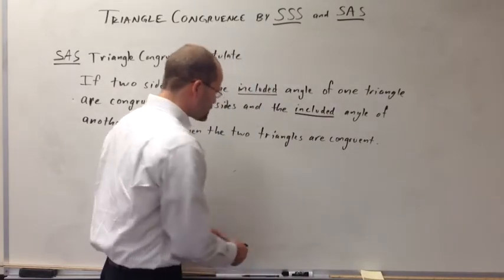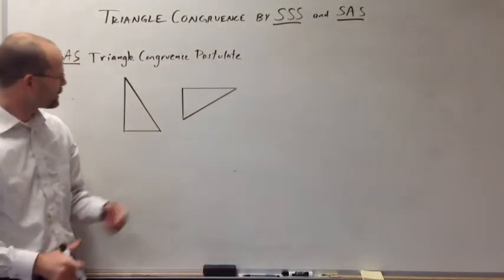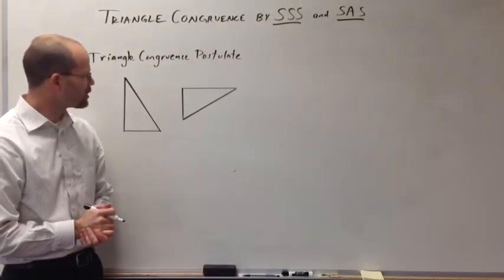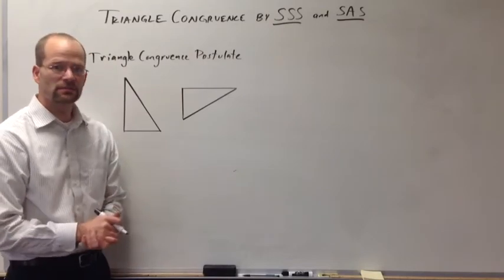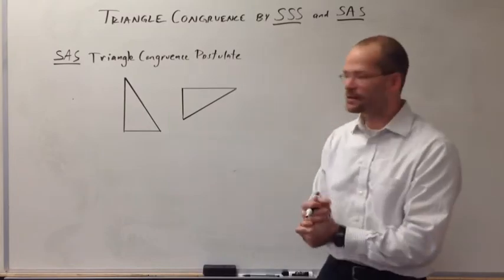All right, let's look at a couple examples of how this works in practice. Let's just look at this before we go any further. That's the question: are these two triangles congruent? The answer here is I don't have a clue, because I don't know anything about any of their sides or any of their angles. So I'm not in a position to make that determination.